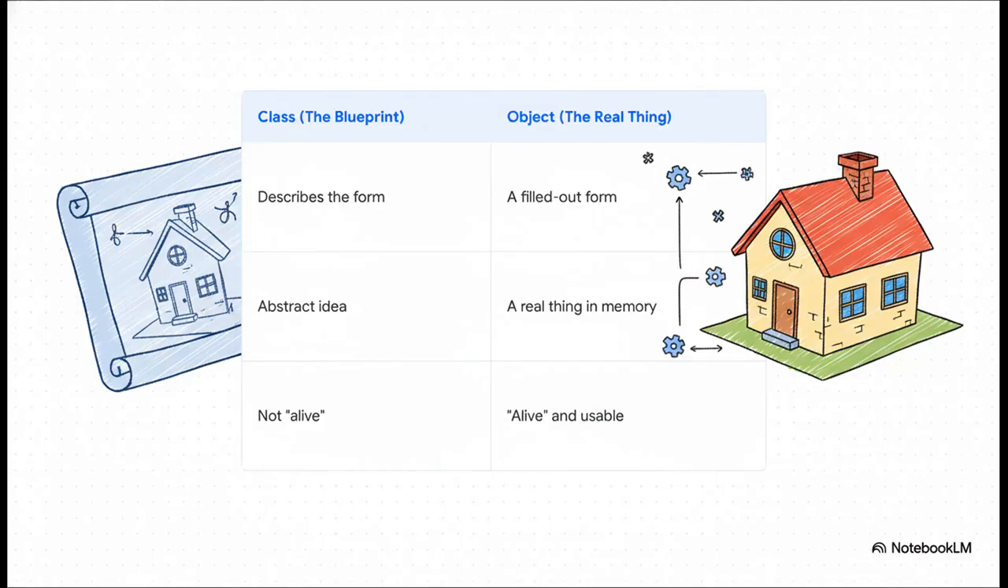And this comparison here just nails the difference. The class, that's the abstract idea, the blank form. The object, that's the form filled out with real, actual data. A class isn't alive, it's just a plan on paper. But an object is alive, and you can actually use it in your program. And that's why you can have one single student class, but create thousands of completely unique student objects from it.